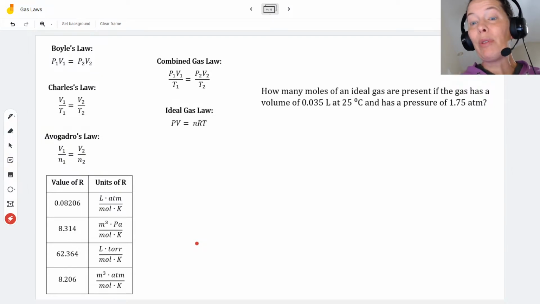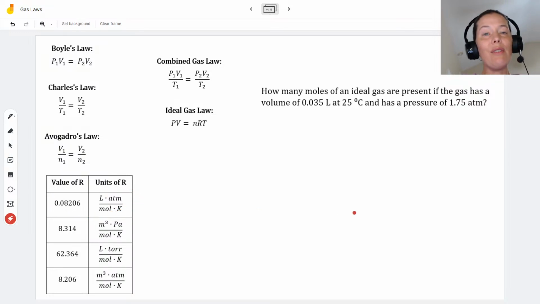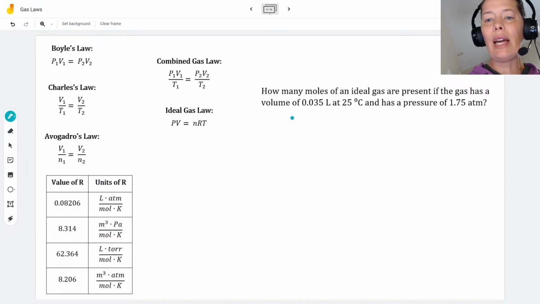For our problem here, what we've got is volume in liters and pressure in atmosphere. So I'm going to be inclined to use this value of R. Again, I like to take the units that I'm given in the problem and find a value of R that matches as closely as I can get it. And if I can get something that matches exactly, then that's the one I am definitely going to use. So I am going to be using this value of R for this problem. So let's go ahead and write down our ideal gas law.